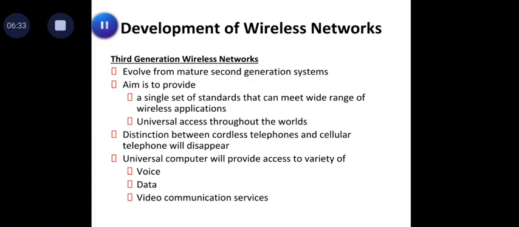Let's see about the third generation wireless networks. It evolved from mature second generation systems, and the aim is to provide a single set of standards that can meet a wide range of wireless applications. It provides universal access throughout the world. The distinction between cordless telephones and cellular telephones will disappear. The universal computer will provide access to a variety of voice, data and video communication services.